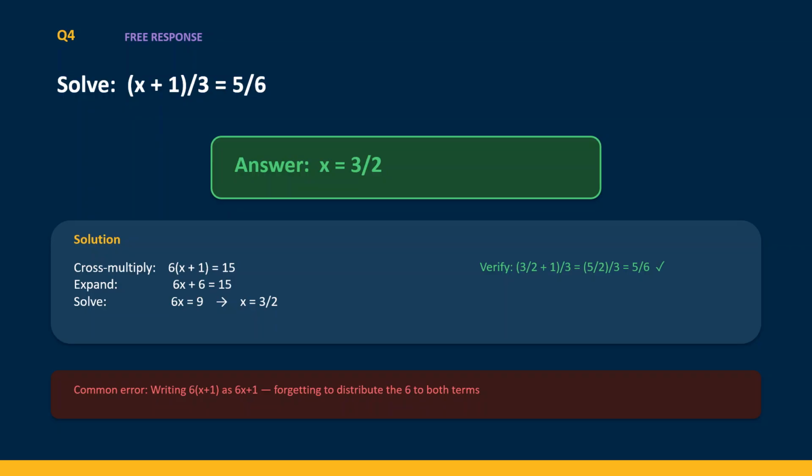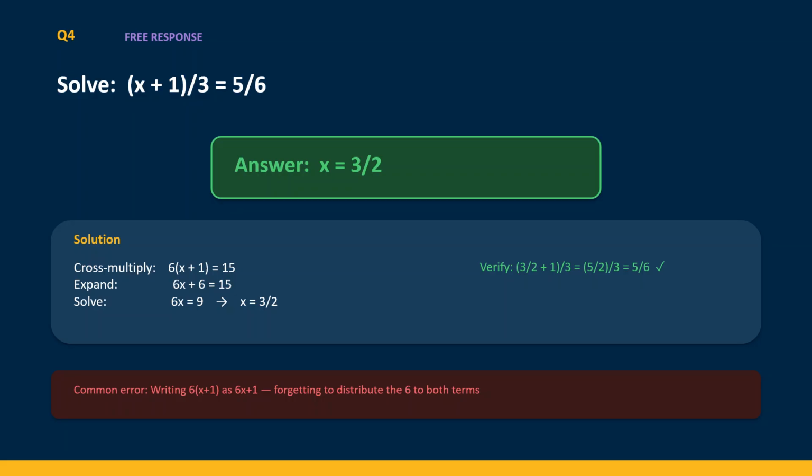Verification confirms the result. Substituting x equals 3/2 gives the quantity (3/2 + 1) divided by 3, which equals (5/2) divided by 3, equals 5/6, matching the right-hand side. There are no variable denominators in this problem, so no domain restrictions apply.